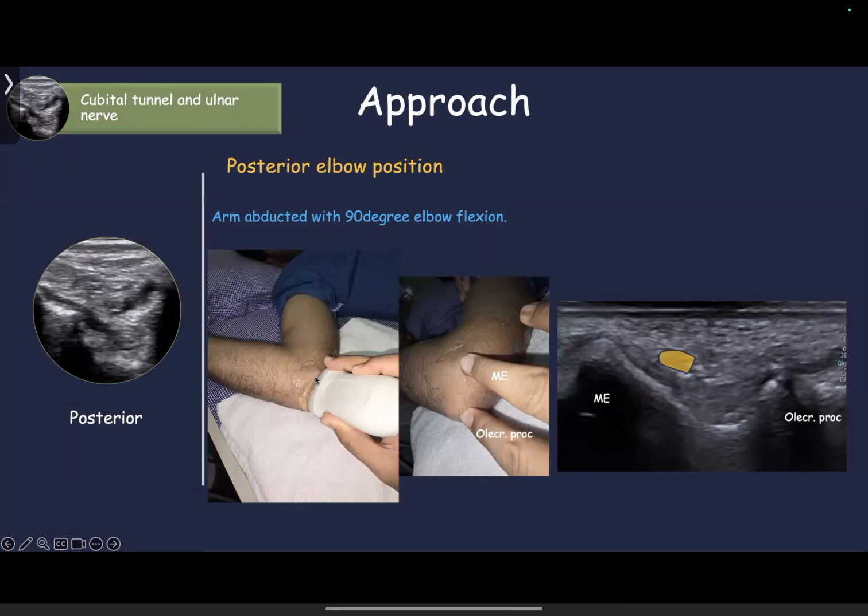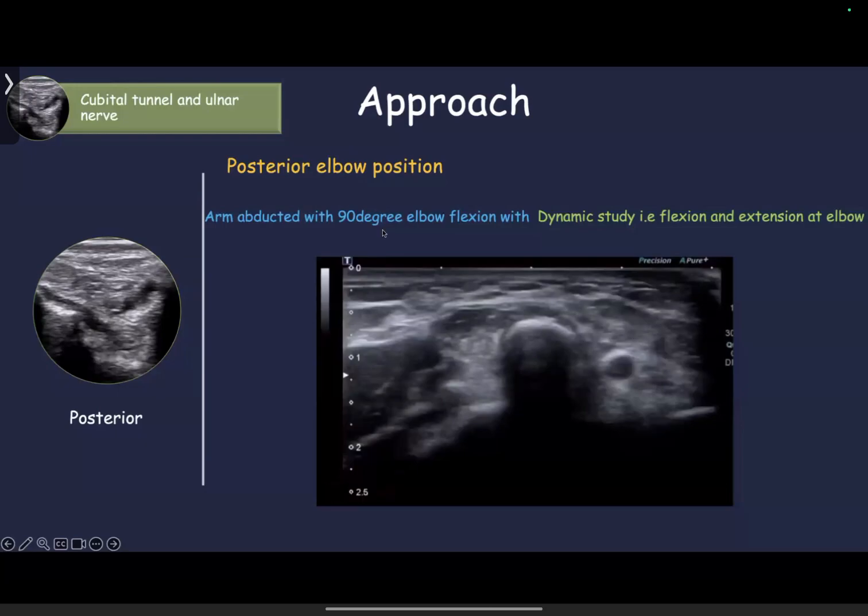We'll just put our probe to join this line. We'll exactly put our probe here, and what we'll get is this. This hypoechoic structure is the ulnar nerve, which is just adjacent to the medial epicondyle. Then this structure forms the base of the cubital tunnel. Here is the posterior component of the medial collateral ligament, right? So we have evaluated the cubital tunnel.